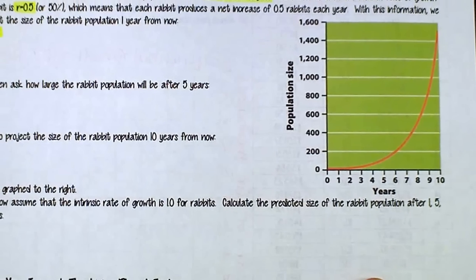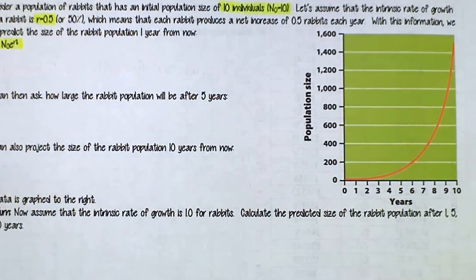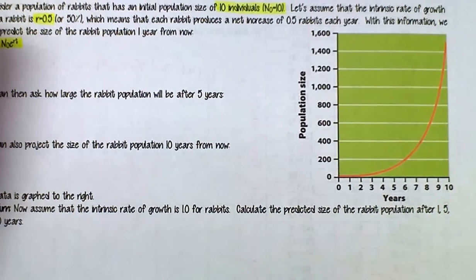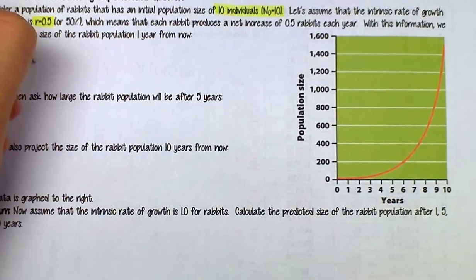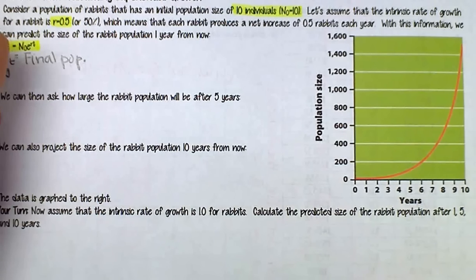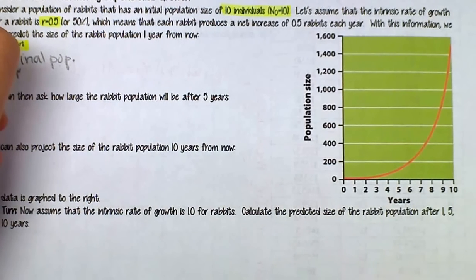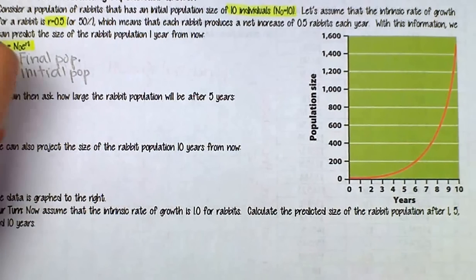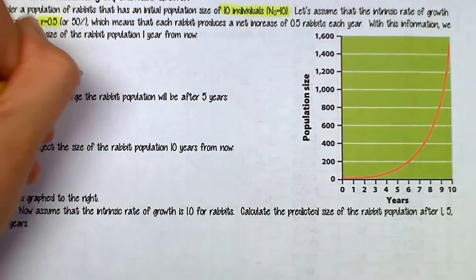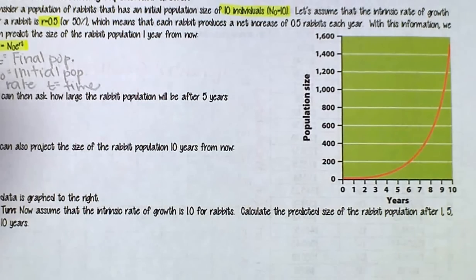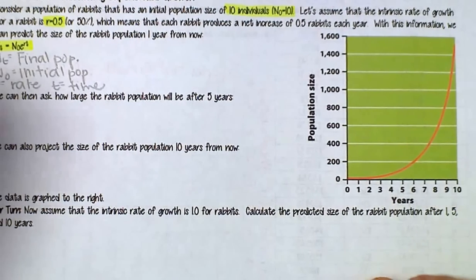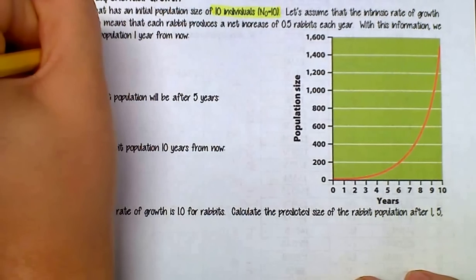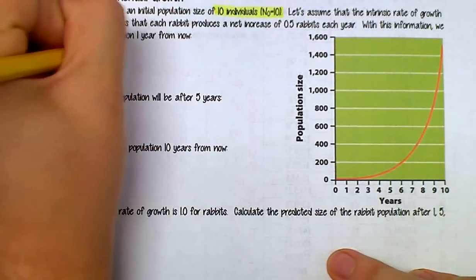Okay. All right, so what we're going to do is use this equation in order to answer our questions. Okay, so Nt is our final population after it's been allowed to grow. N0 equals initial population, whatever we start with. R equals rate, and t equals time. Okay, so for our first one, we're going to have Nt equals N0 e^(rt).